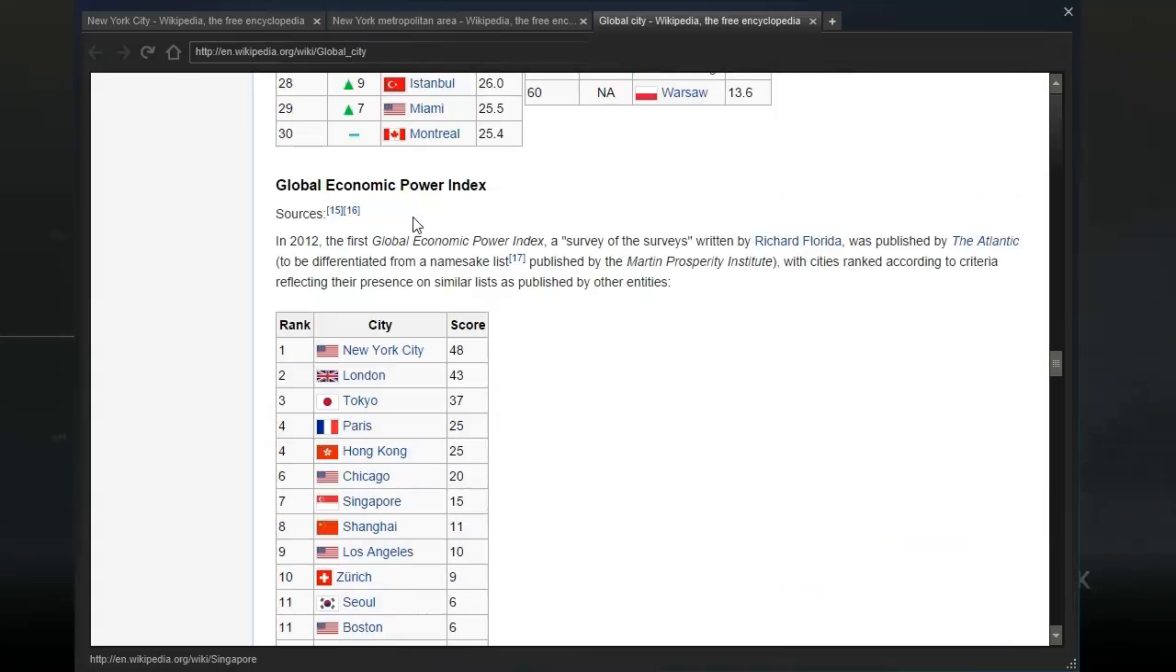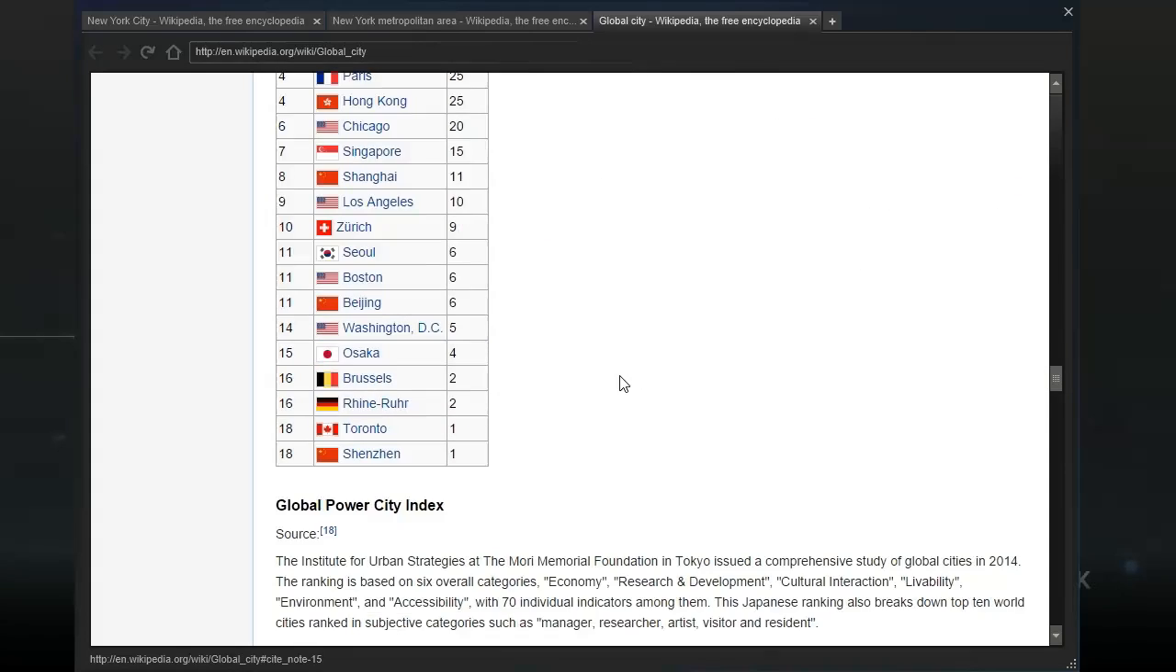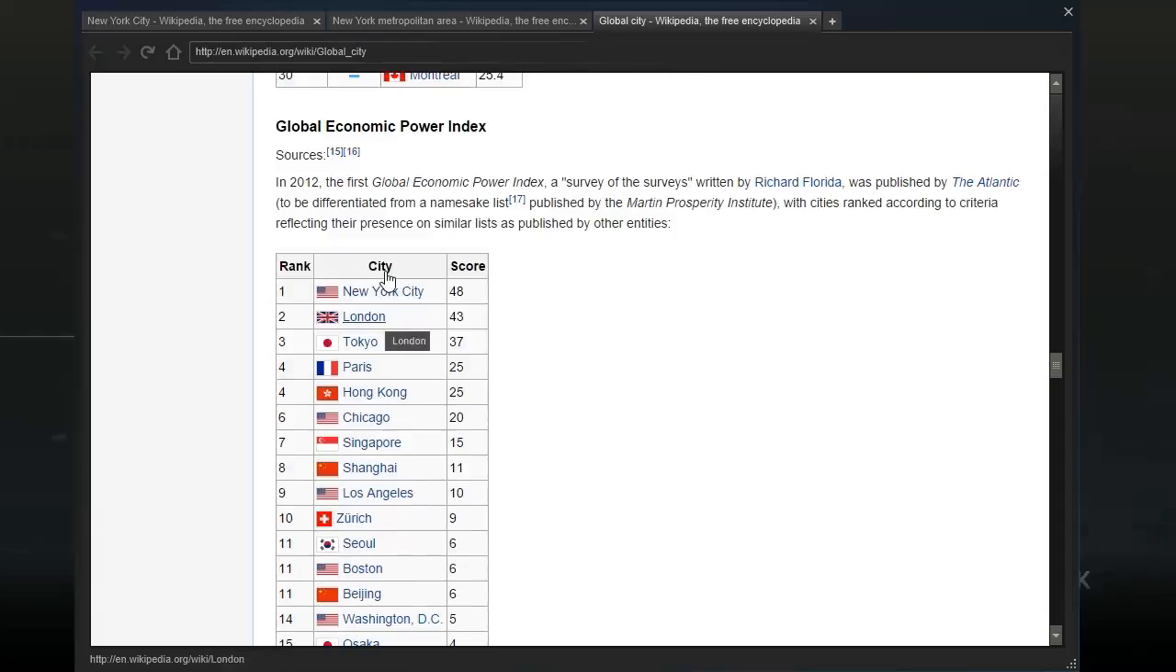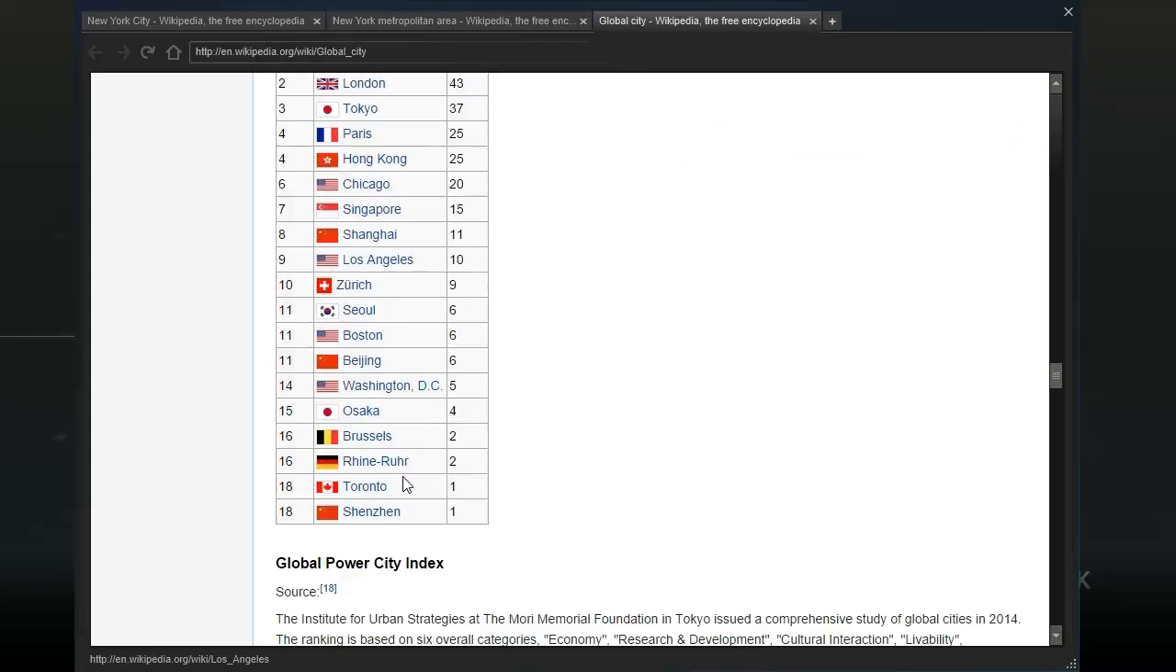Global Economic Power Index, this is probably what I'm looking for. But it doesn't really say what the criteria is here. New York, London, Tokyo, Paris, Hong Kong, Chicago, Singapore, Shanghai, Los Angeles. Zurich, interestingly, is here, probably because of the Swiss banking sector. And then Seoul, Boston, Beijing, Washington, Osaka. So just based purely on economic power, London, New York is followed by, and so on.